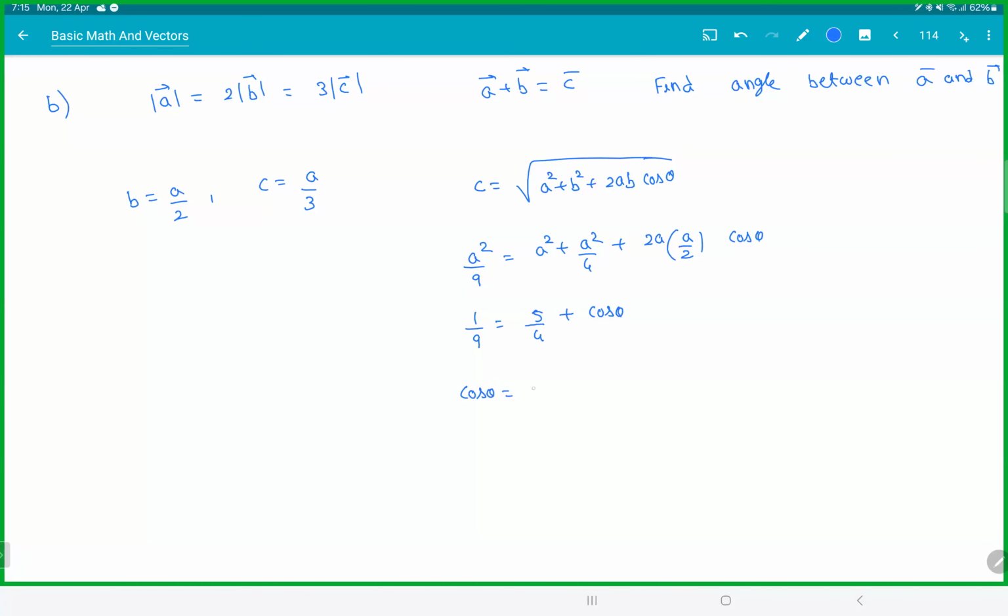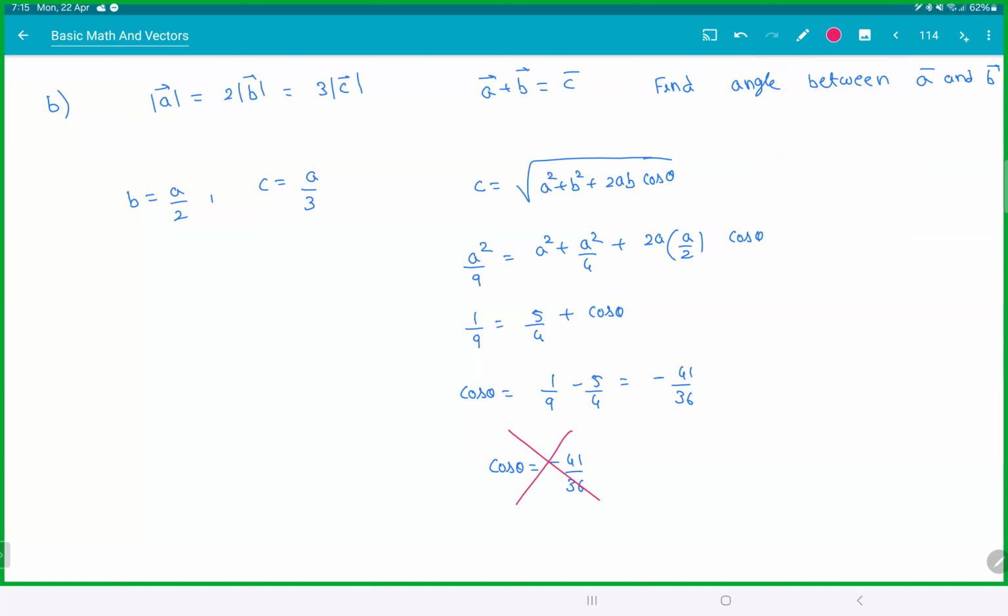So we get cos theta is equal to 1 by 9 minus 5 by 4, that is minus 41 by 36. So we have cos theta is minus 41 by 36. All got this? This is wrong.